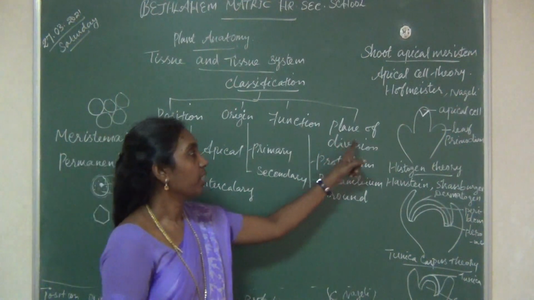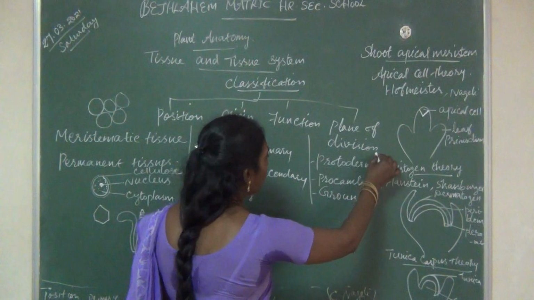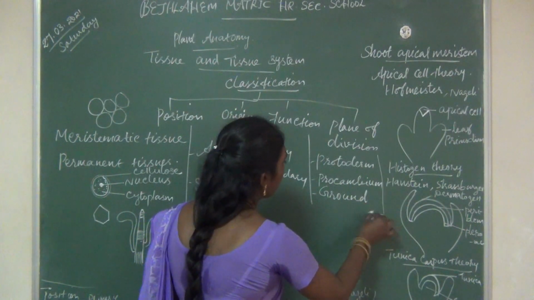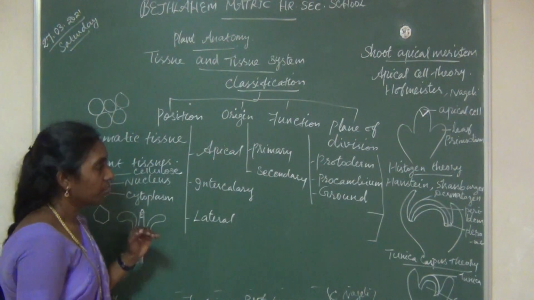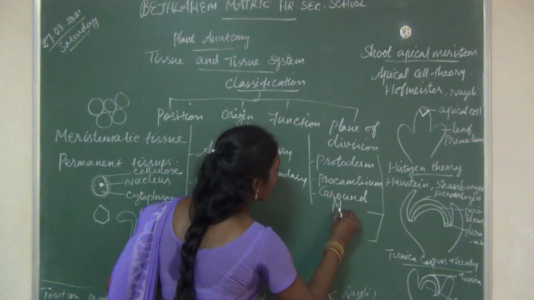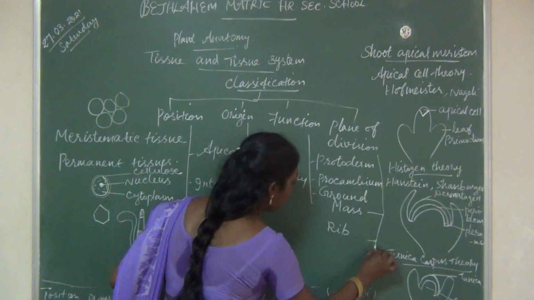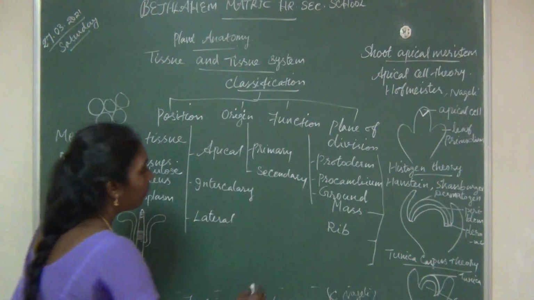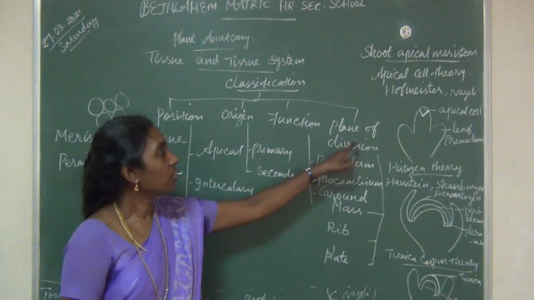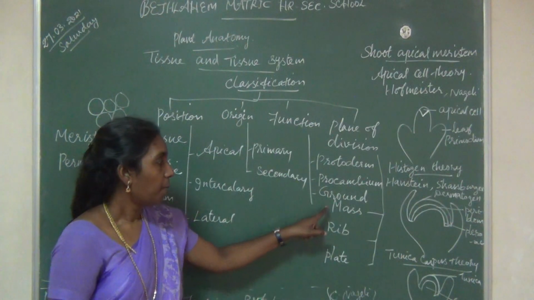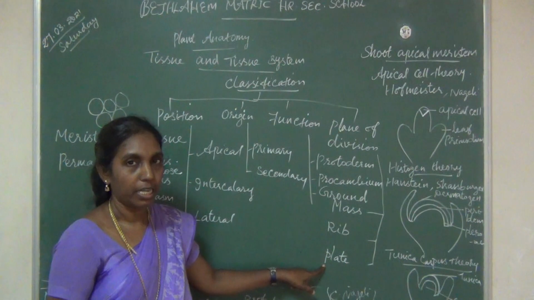Finally, there is a classification based on the plane of division. Based on this plane of division, there are three different types: mass meristem, rib meristem and plate meristem.